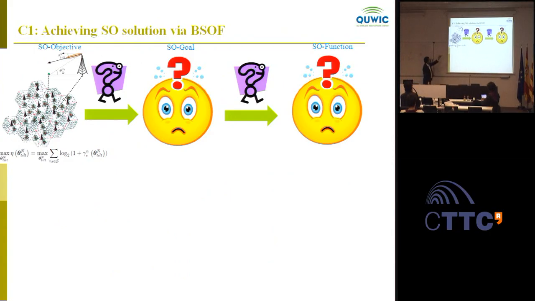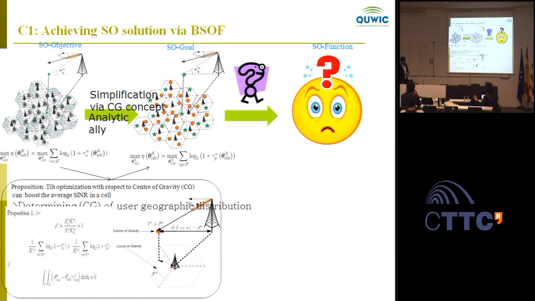We have our objective function, but we need to identify our SO goal. So what were the characteristics of an SO goal? The SO goal was something which could be broken down into local SO functions, as the birds were able to achieve the V shape by separation, cohesion, alignment. So how do we do it? I won't go into details.